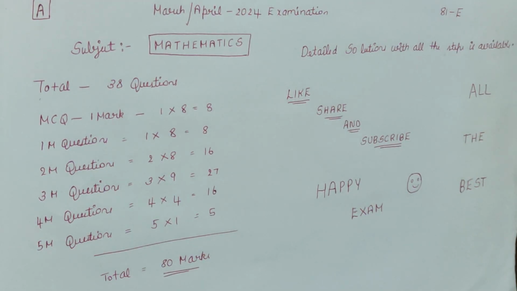Today we are going to solve the March-April 2024 examination mathematics question paper. In this video you will obtain all the detailed solutions with all the steps. So we'll first look at what we are going to solve in this video. There are a total of 38 questions: 8 MCQs of 1 mark each, 8 questions of 1 mark, 8 questions of 2 marks, 9 questions of 3 marks, 4 questions of 4 marks and 1 question of 5 marks. Total of 80 marks.